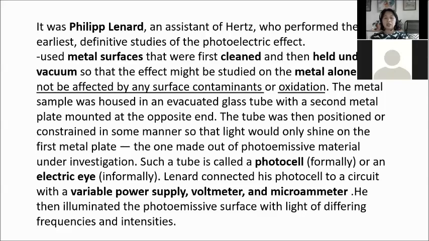Lenard connected his photocell to a circuit with a variable power supply, voltmeter, and microammeter. So we have the power supply, voltmeter, and microammeter connected to the photocell. He then illuminated the photoemissive surface with light of different frequencies and intensities and observed.